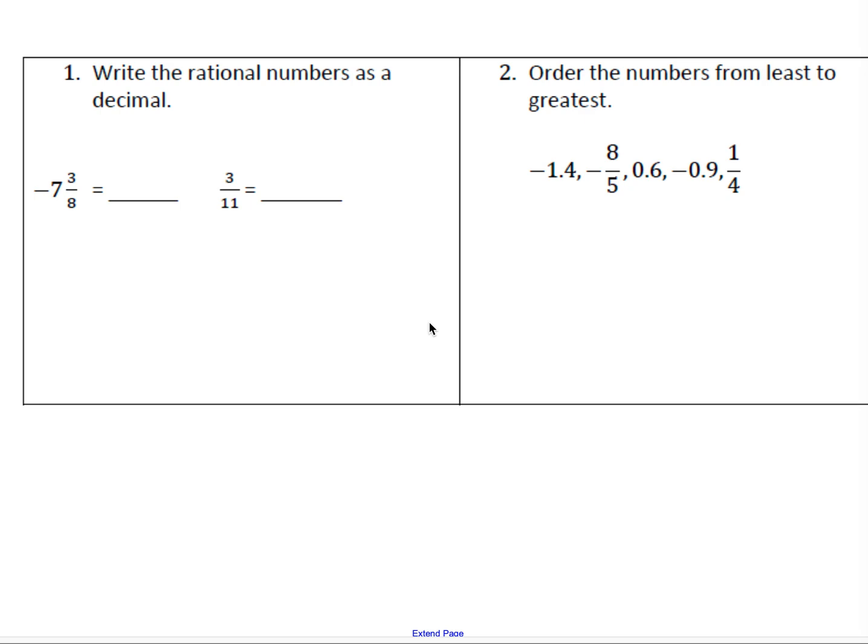Today we are reviewing Chapter 2, Rational Numbers. So we're going to start with just practicing ordering and changing rational numbers from fractions and decimals.